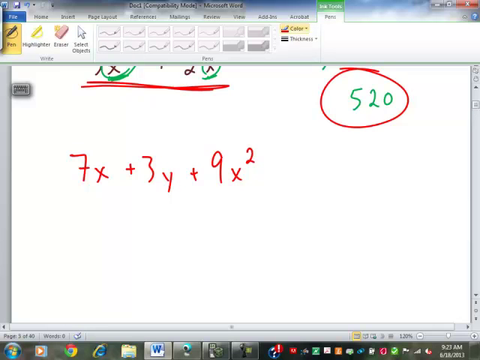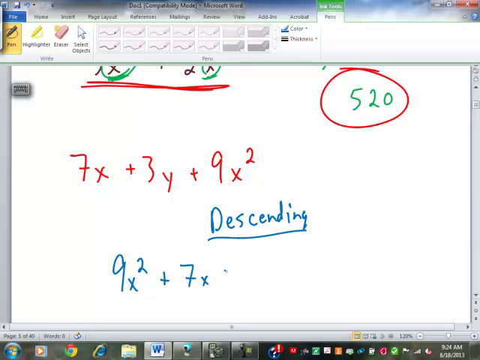Now, just like with the whole numbers, we talked a little bit yesterday about putting them in descending order. In other words, the larger place values go first. The thousands come before the hundreds, which comes before the tens. The bigger place value goes first. Normally, we would write this with the 9x squared at the beginning because it's the larger place value. Now, the 7x and the 3y don't really have an order to go into.